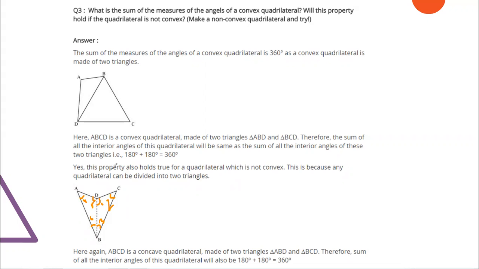So the first triangle's sum will be 180 degrees and the second triangle's sum will be 180. If you add them up, your total sum will be equal to 360, isn't it? Therefore, the angle sum of this quadrilateral will also be 360 degrees. Even though it is a concave quadrilateral, your total sum will be 360, guys. So that's quite interesting for solving question number 2 and question number 3.